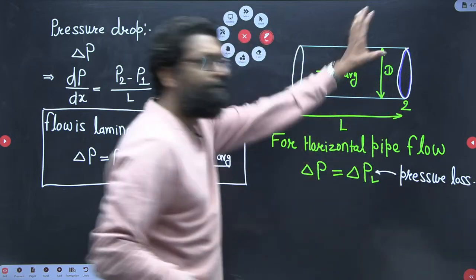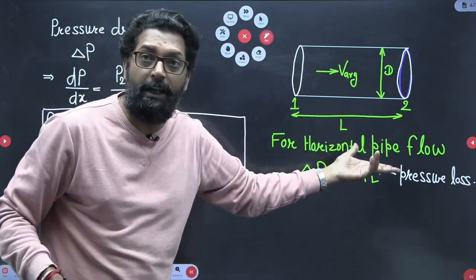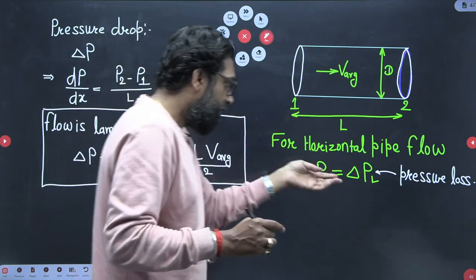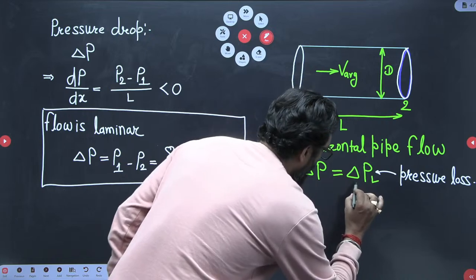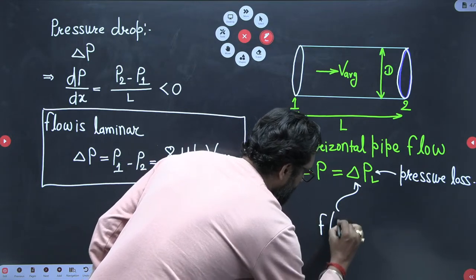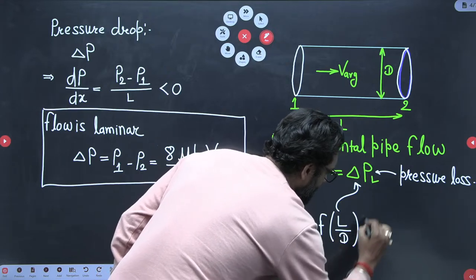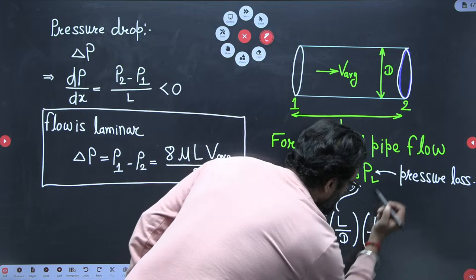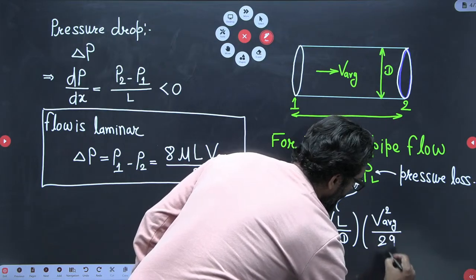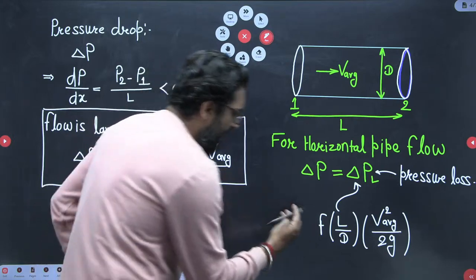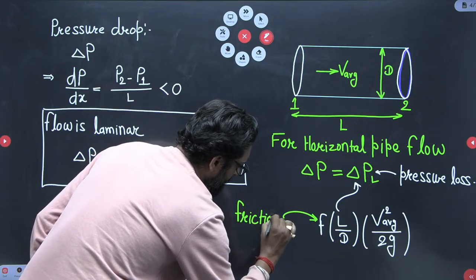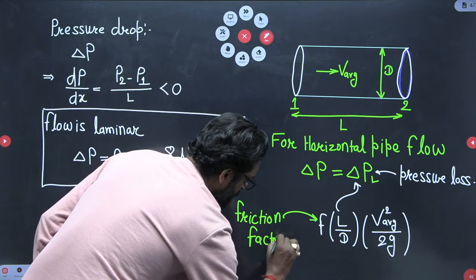And if there is flow within an inclined pipe or vertical pipe, these two differ. Very important. So, how to calculate the pressure loss? You have to calculate it from the experiment: f, the friction factor, times L by D, times V average square by 2g. Very important. And this f is your friction factor.